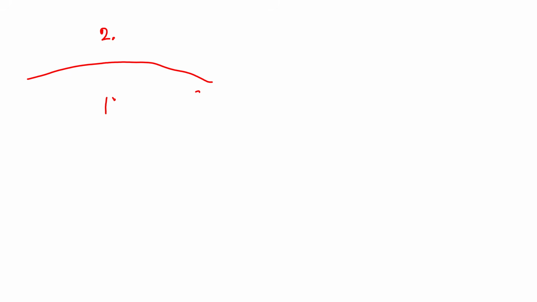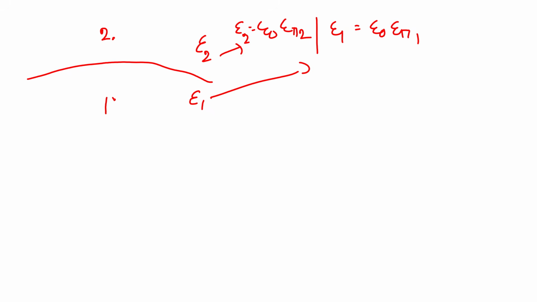Now this medium 1 is being represented by a quantity called permittivity, which is epsilon 1, and medium 2 is represented with permittivity which has a value of epsilon 2. This epsilon is equal to epsilon naught into epsilon r, where epsilon r is the relative permittivity. So for epsilon 2 it will be epsilon naught into epsilon r2, and for epsilon 1 it will be epsilon naught into epsilon r1.